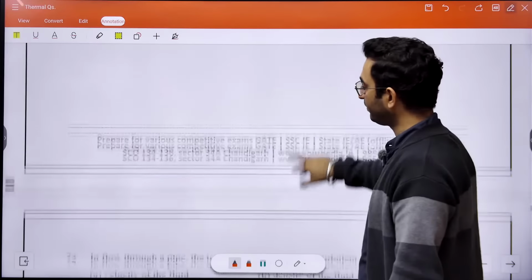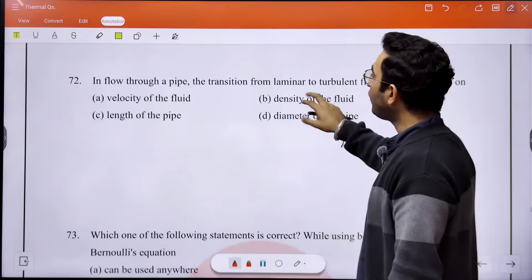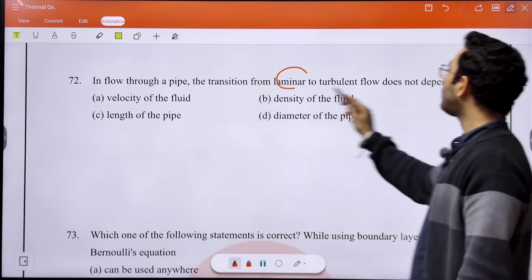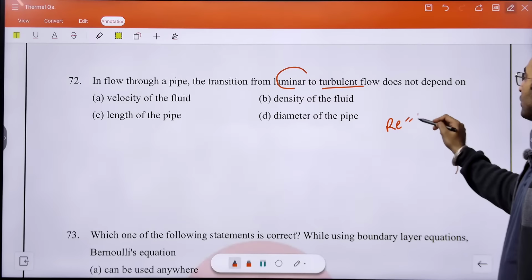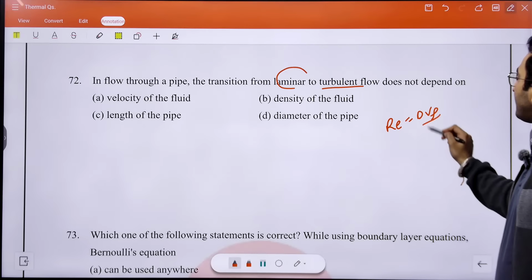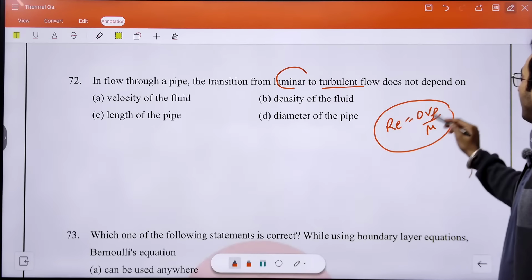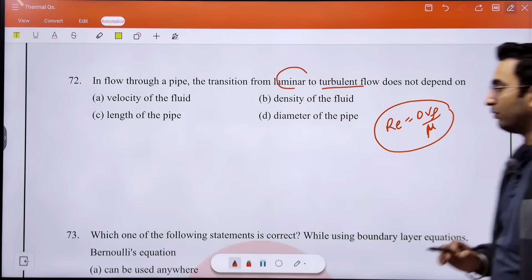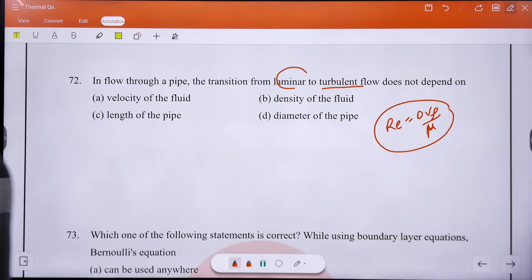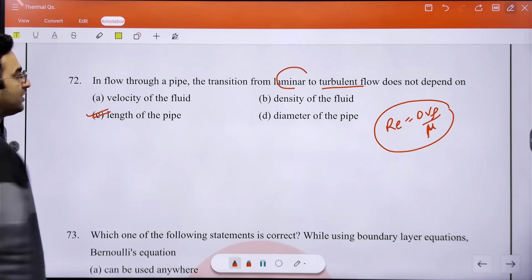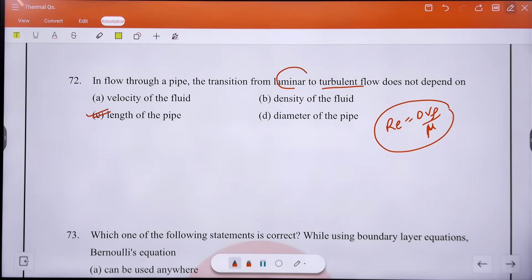Next part. In a flow through a pipe, the transition from laminar to turbulent flow does not depend upon. Okay. So the transition from laminar to turbulent depends upon the value of the Reynolds number. Reynolds number is defined as d V rho by mu. So from the formula itself, you can directly answer the question here. You can see it does not depend upon the length of the pipe here. It depends upon the velocity, density, as well as the diameter here. Okay. So option C will be the correct answer here.